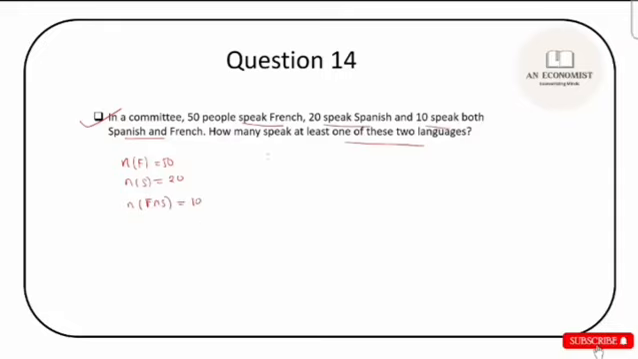What we need to find? We need to find the people who speak at least one language. So we basically need to find this, F or S. We need to find people who speak either French or Spanish, so it is a union. The formula is, right. So let's do this. This will be 50 plus 20 minus 10. So it is 60, right?